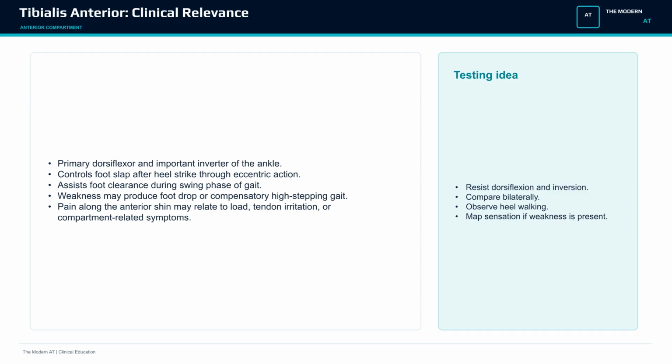If weakness is present, do not stop at manual muscle testing. Screen sensation and consider deep fibular nerve involvement, especially if the athlete reports numbness, tingling, or loss of foot control.